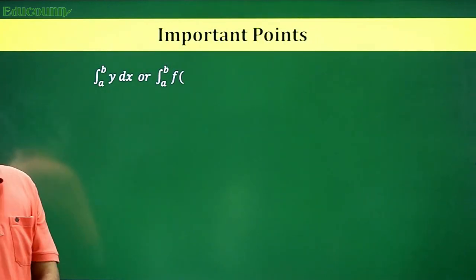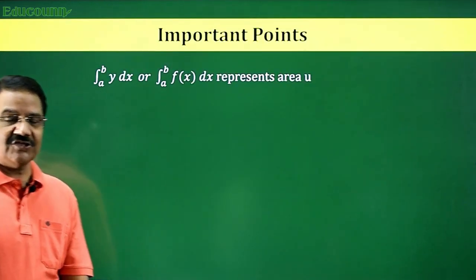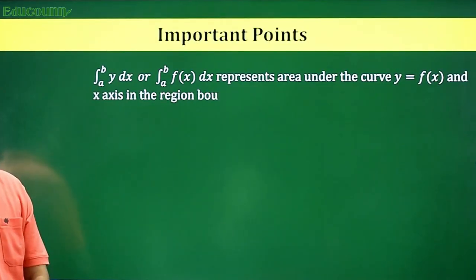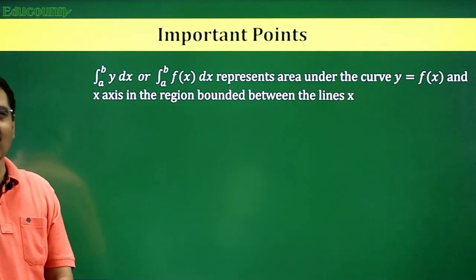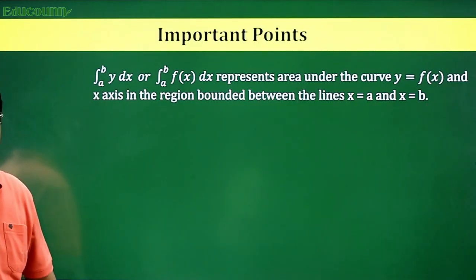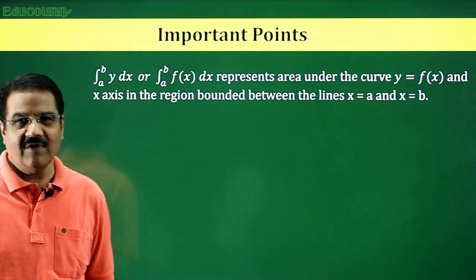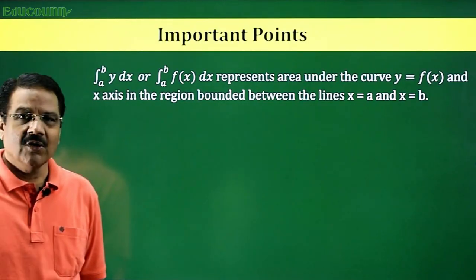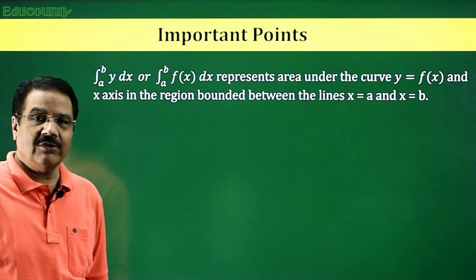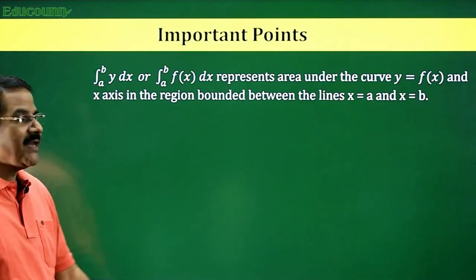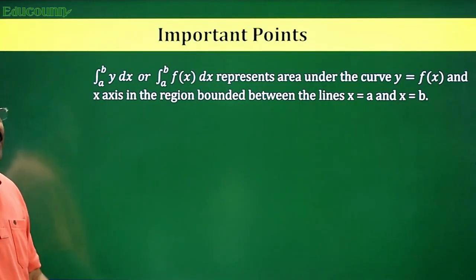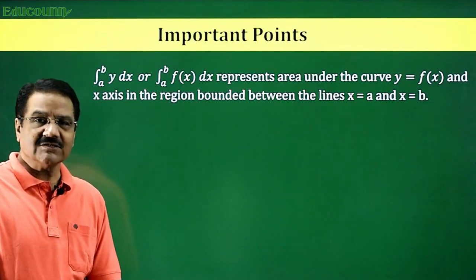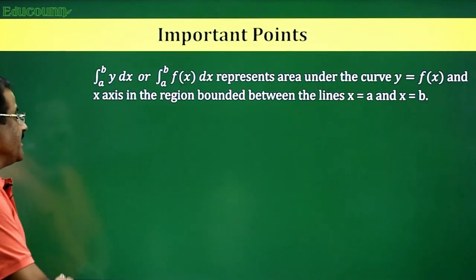First of all, we know that definite integration, that is ∫y dx or ∫f(x) dx within the limits a to b, always represents the area under the curve y = f(x), the x-axis, and the region bounded between two straight lines x = a and x = b. Now this area under the curve we can find out numerically, and that is called numerical integration.